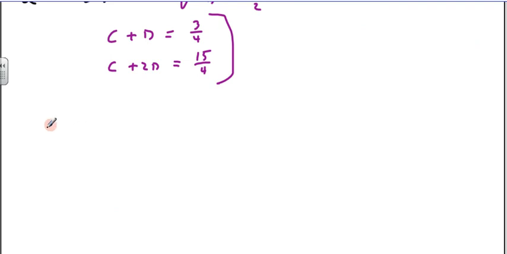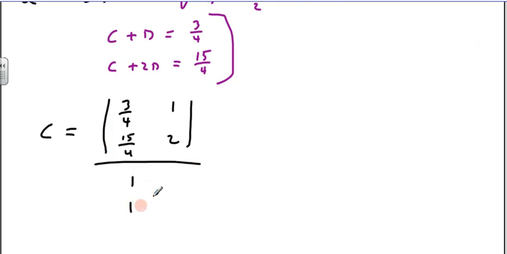Bring out Cramer's rule. C is going to be 3/4, 15/4, 1, 2, divided by 1, 1, 1, 2. I'll choose to do this guy first. 2 minus 1 is 1. Isn't that convenient?